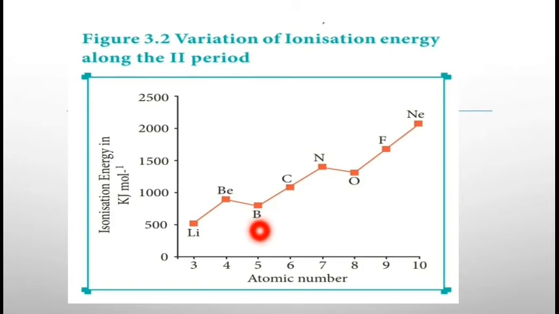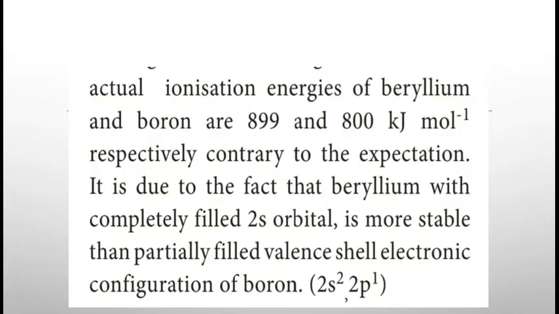It has 5 protons in it. So 1s2, 2s2, 2p1. Which possesses the stable electronic configuration? Beryllium, isn't it? Because it has a completely filled 2s orbital, so it is more stable than boron. Beryllium requires 899 kilojoule per mole of energy to remove an electron, but in the case of boron, it requires only 800 kilojoule per mole.